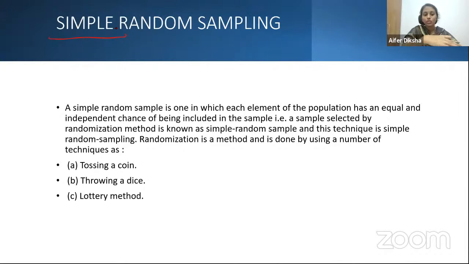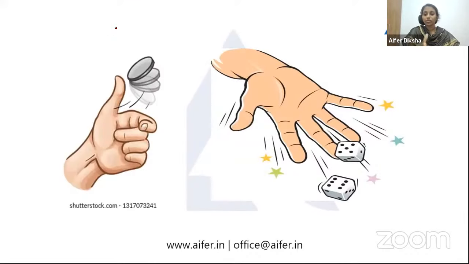Under that, we will be having a population and we will make a blind random selection. That's simple random sampling. It's simple. Examples include tossing a coin, throwing a dice, and the lottery method. When we toss a coin, there are only 2 chances, whether it will be a head or a tail.